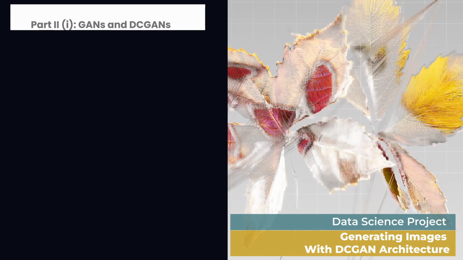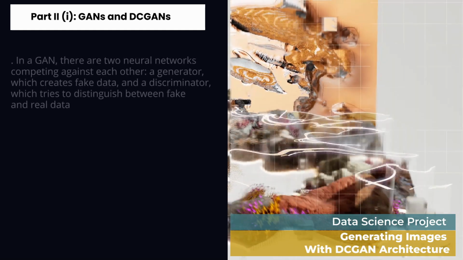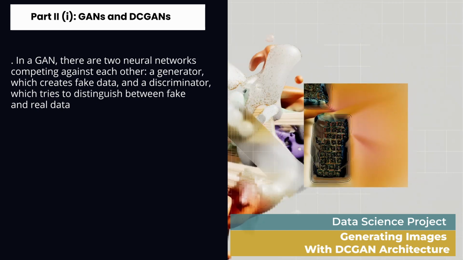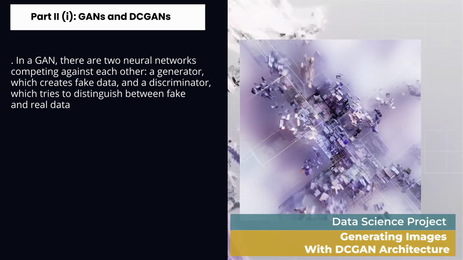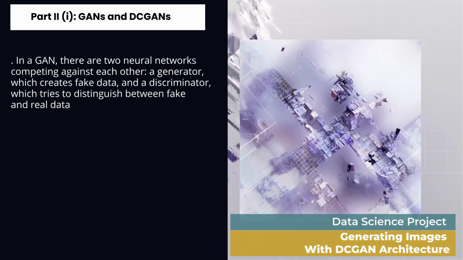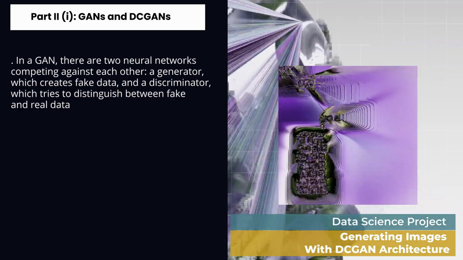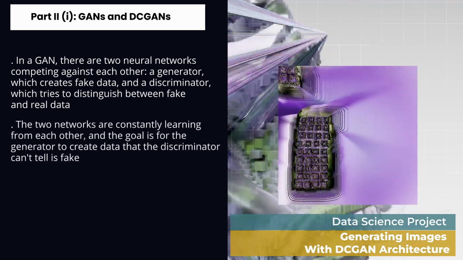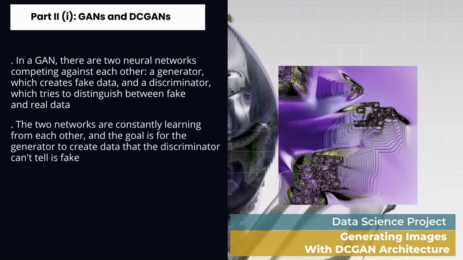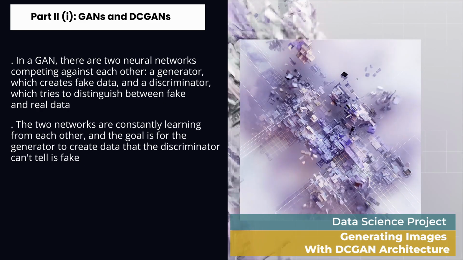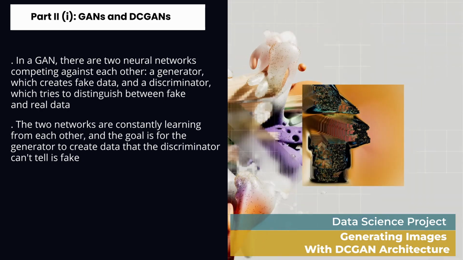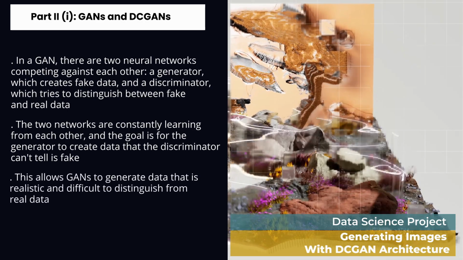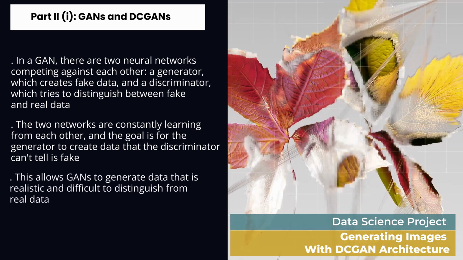So let us see what are GANs and what are DCGANs. In a GAN, there are two neural networks competing against each other. A generator which creates fake data and a discriminator which tries to distinguish between fake and real data. The two networks are constantly learning from each other, and the goal is for the generator to create data that the discriminator can't tell is fake. This allows GANs to generate data that is realistic and difficult to distinguish from real data.